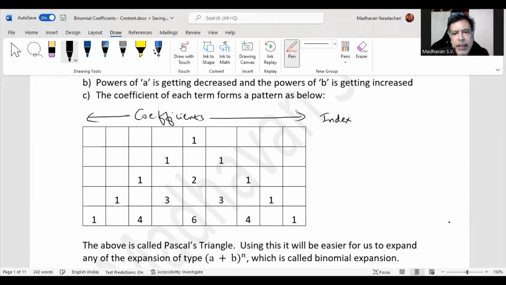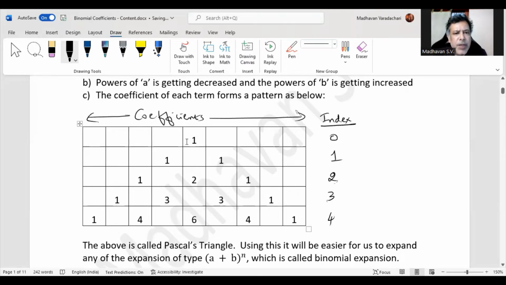If the index is 0, then you have 1 term. If the index is 1, you have 2 terms. If the index is 2, it has 3 terms, then 4, like that. We may notice a pattern. This 2 can be obtained by adding 1 and 1. If you look into this 3, 1 plus 2 gives you this 3. 2 plus 1 gives you this 3. 1 plus 3 gives you this 4. 3 plus 3 gives you this 6. 3 plus 1 gives you this 4.